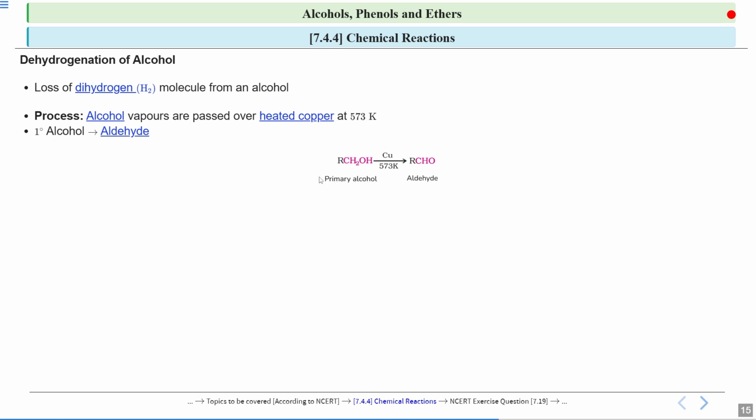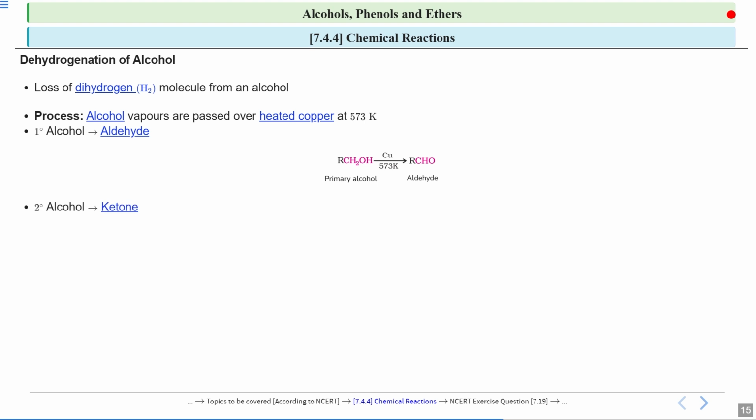Look at this, this is a primary alcohol. This carbon is further connected to one carbon. So when the vapors of this alcohol are passed over heated copper at 573 Kelvin, you will see that H2 is lost because this is dehydrogenation of alcohols. So this H2 leaves, and your aldehyde is formed, that is R-CHO. So for primary alcohols, in dehydrogenation of alcohols, aldehyde is formed.